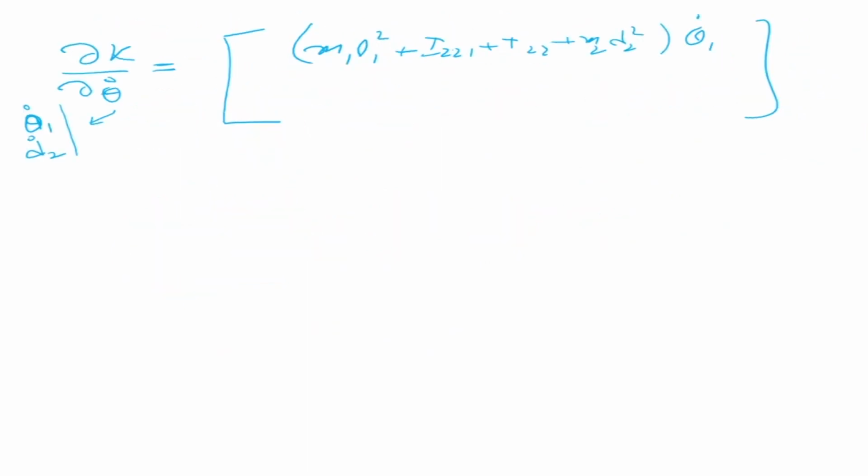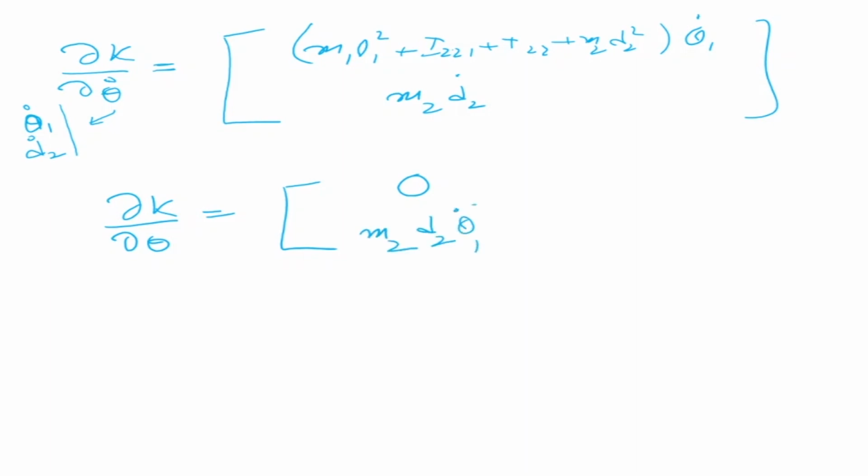So what we get is this term. Here it is m2 d2 dot. Okay, so this is the first term. Then dk by d theta: dk doesn't have the velocity term, it does not have theta 1. So again just theta 1 and d. So what we get is m2 d2 theta 1 dot squared. Okay, so this is the second term we get.